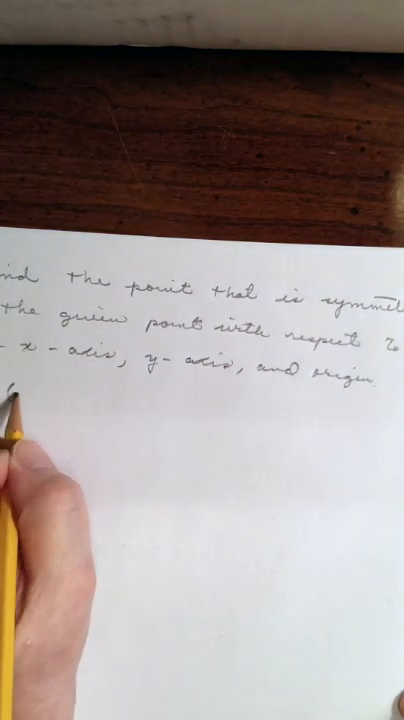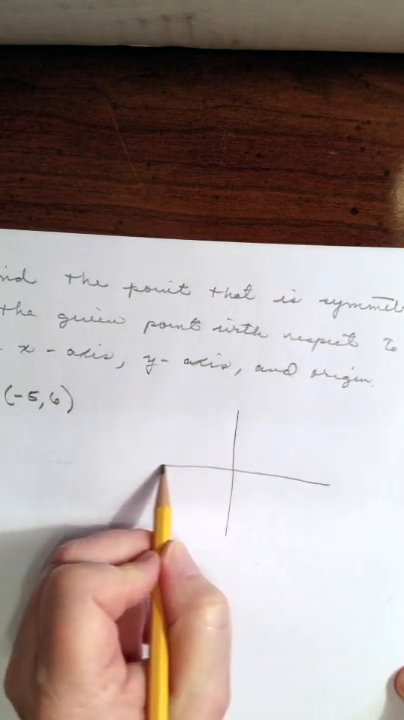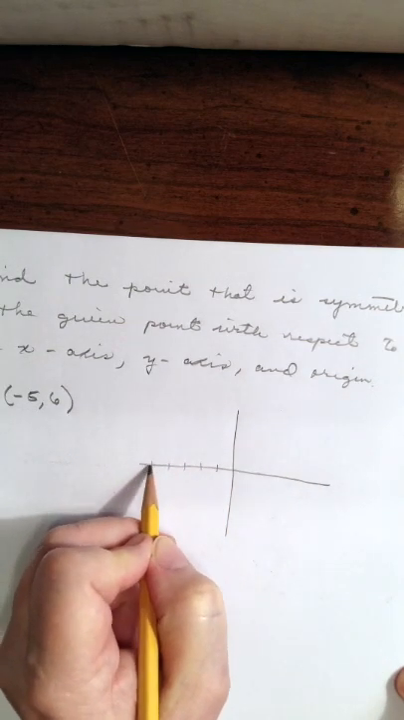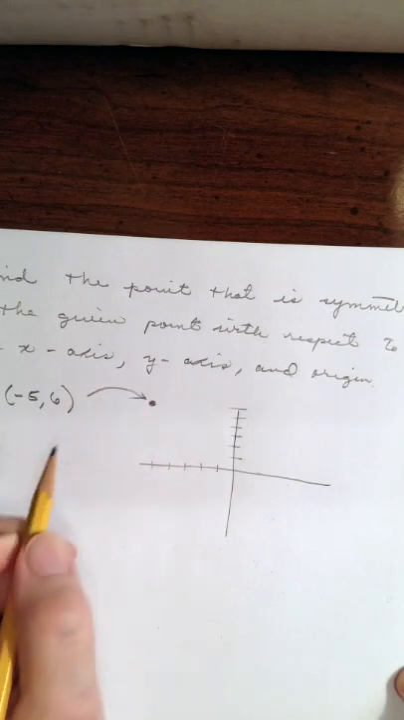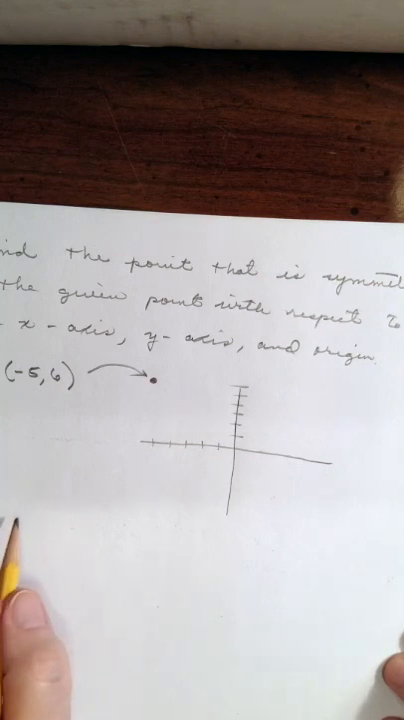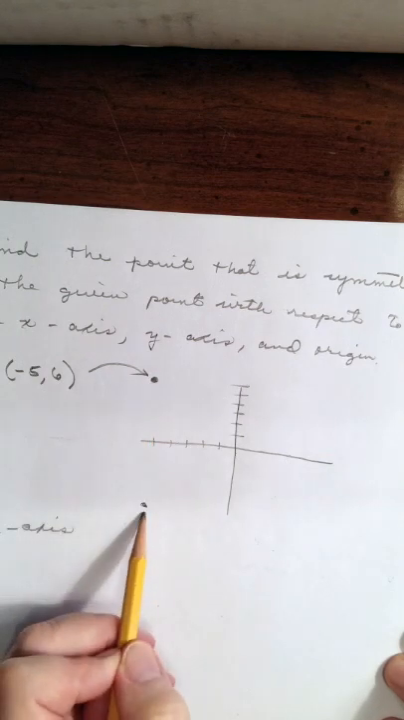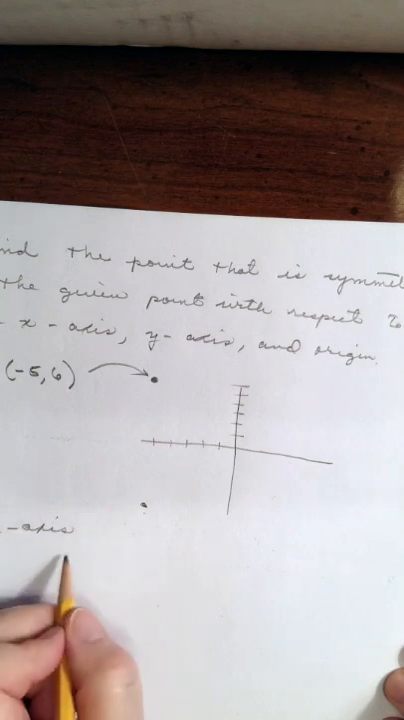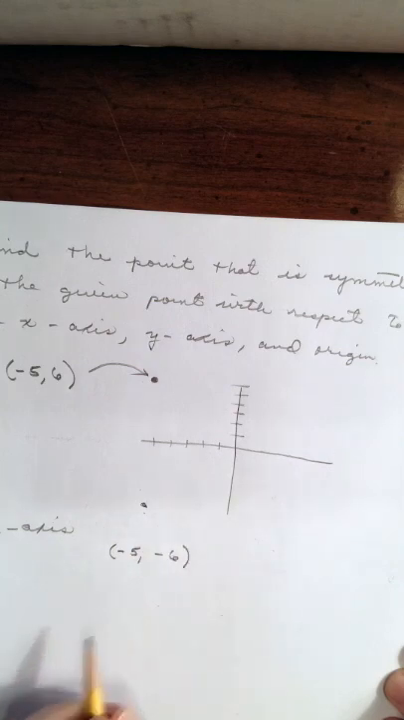So if I have the point -5, 6, it's helpful if we put that point on a graph. And so here's our point. If we're looking for a point that's symmetric to this point with respect to the x-axis, we find the point on the opposite side of the x-axis and then determine what the coordinates of that point are. Well, it will have the same x, so -5, but opposite sign for y, so -6.